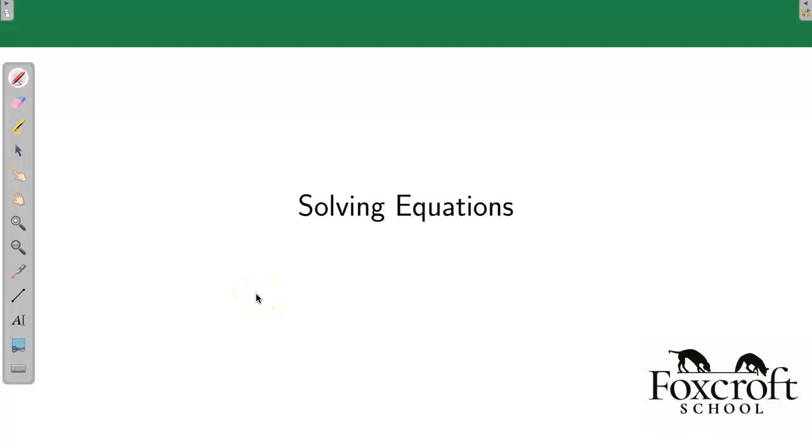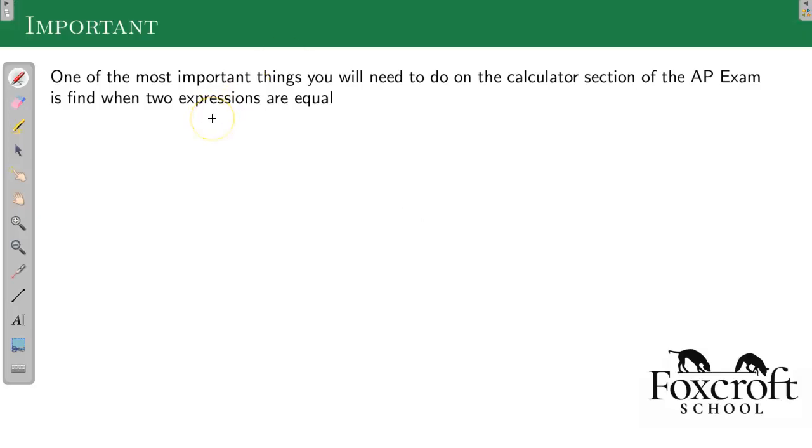In this video, we're going to see how to use our calculator to solve equations. And this is actually really important. It's one of the things you have to do the most often using your calculator on the AP exam. So we've got to really make sure, if we have these two things that we want to be equal, how do we figure out what x values make those things equal?